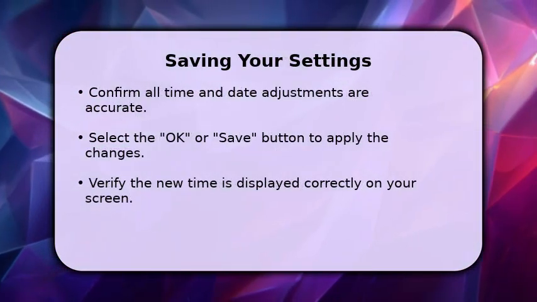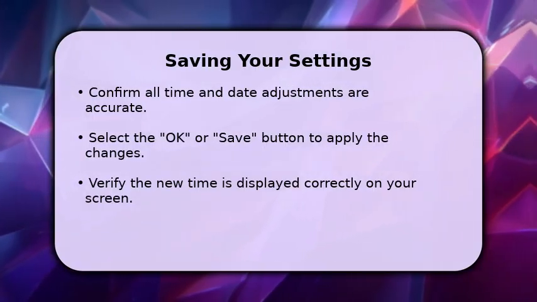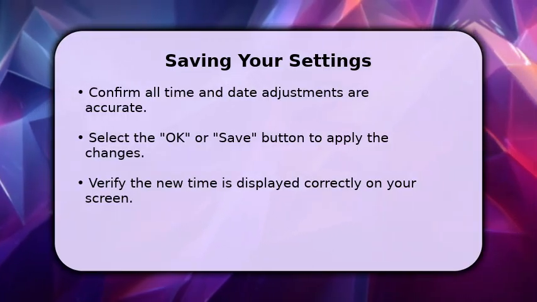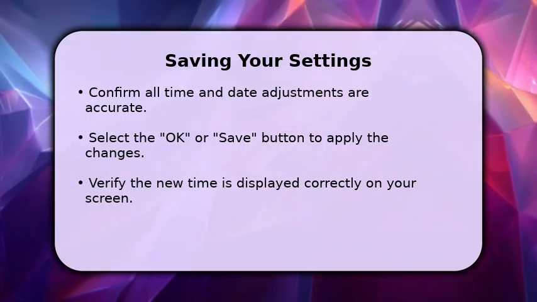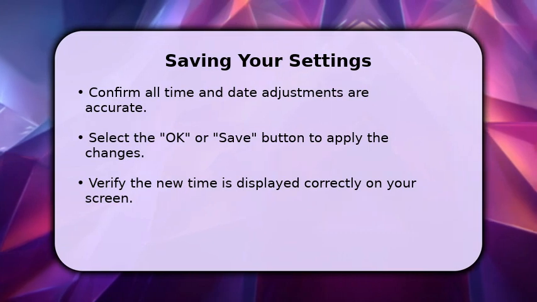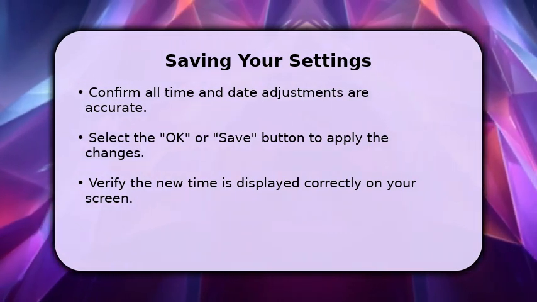Once you've made all your adjustments for the hour, minutes, and any format preferences, it's crucial to save your changes. Look for an OK, Apply, or Save button on the screen. Tapping this will lock in your new settings. After saving, take a moment to double-check that the time displayed on your Outlander's clock is now perfectly accurate.